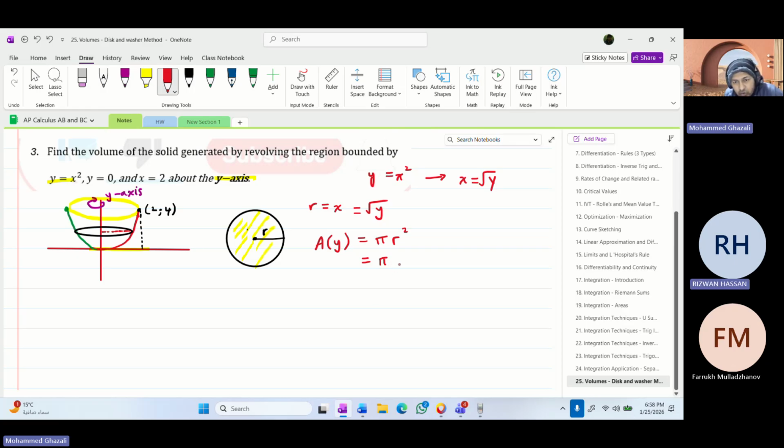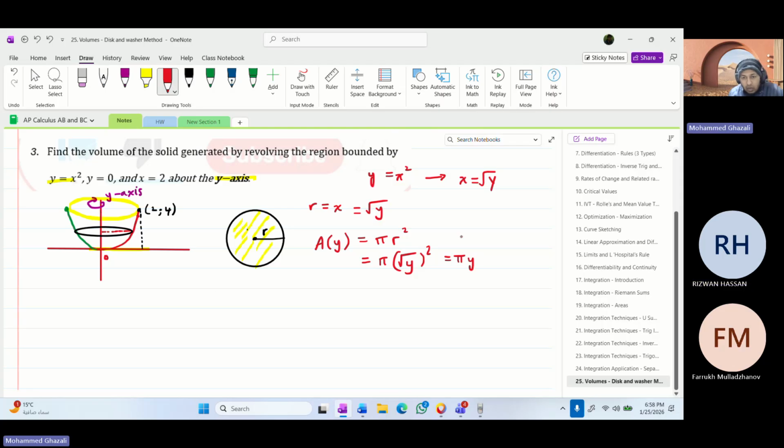Anyways, pi r squared. So what's r? It's root y, so pi y. Let's keep it as pi y. And what's the value of y? From where to where? The y value is going from 0 to 4. The x value is 0 to 2.